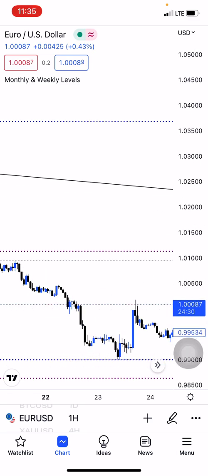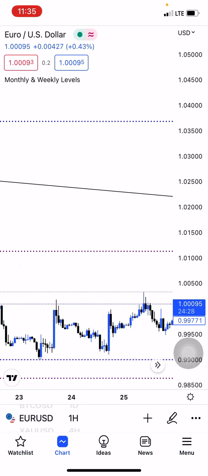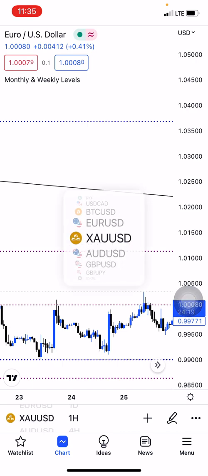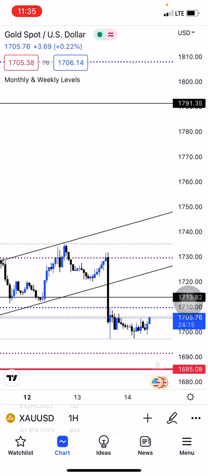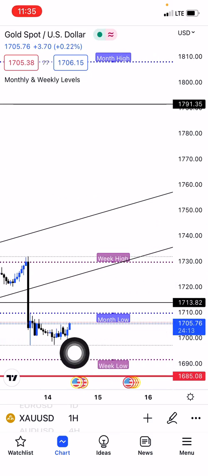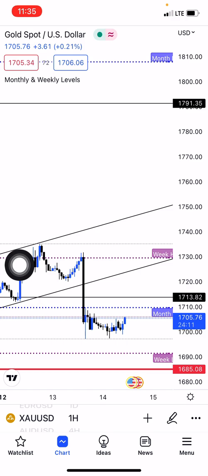So the more you go to this side, you see that price is respecting this monthly low. So the monthly low is a turning point for price. That's why I like price to reverse. Even when you go to gold here, you literally see the same thing. You can see this is our monthly low. As you can see, yesterday CPI dropped.